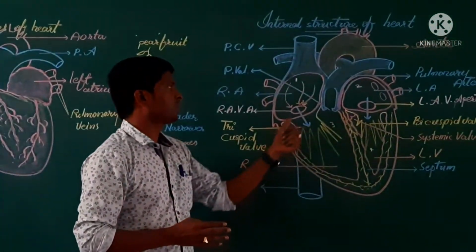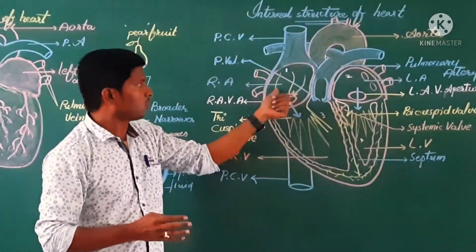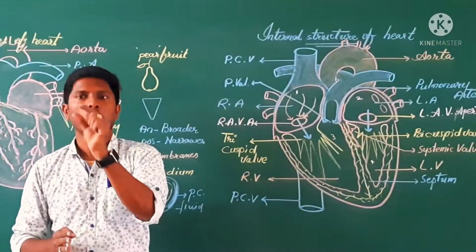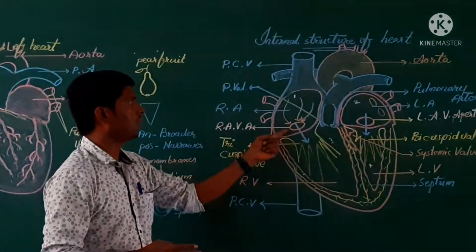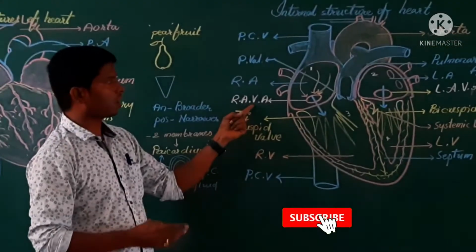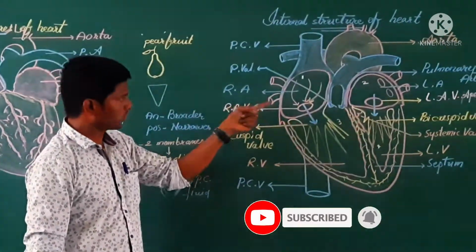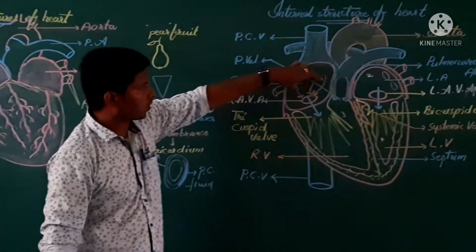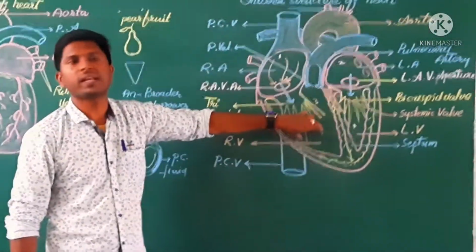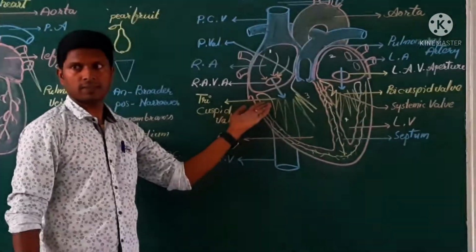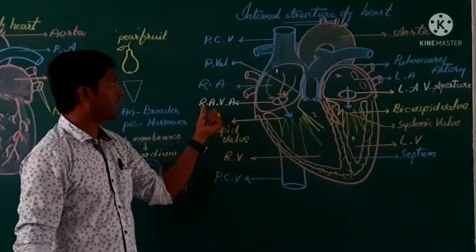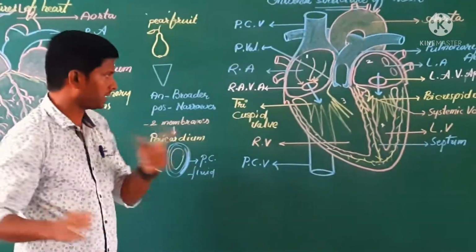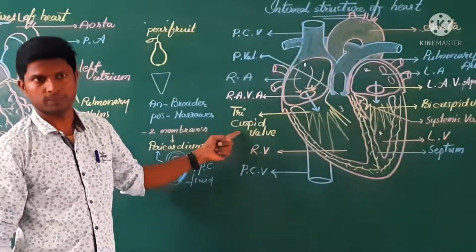Okay. Next, the right atrium opens into the right ventricle by a hole, nothing but an aperture, called the right auriculoventricular aperture. Through this aperture, the right atrium opens into the right ventricle. At this place, at the right auriculoventricular aperture, there is a valve. That is the tricuspid valve.